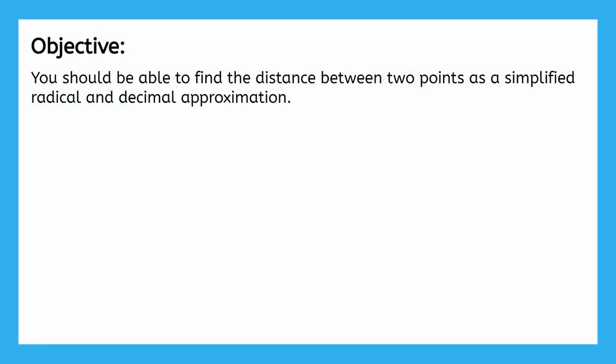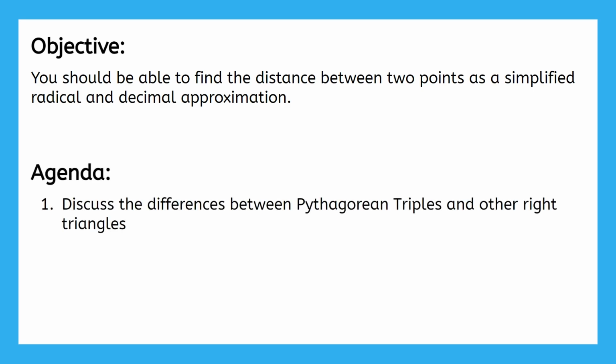By the end of this lesson, you should be able to find the distance between 2 points as a simplified radical and decimal approximation. First, we'll discuss the differences between Pythagorean triples and other right triangles. Then, we'll complete 2 examples.